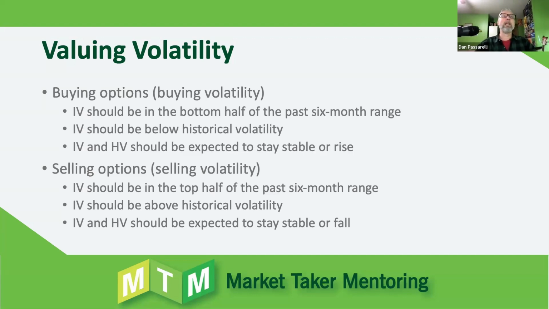But if I'm ever going to consider an option selling position, then I know I'm selling volatility. I want IV to be expensive, like in the top half of the past 6-month range, above historical volatility. And I should expect it to fall going forward in the future.